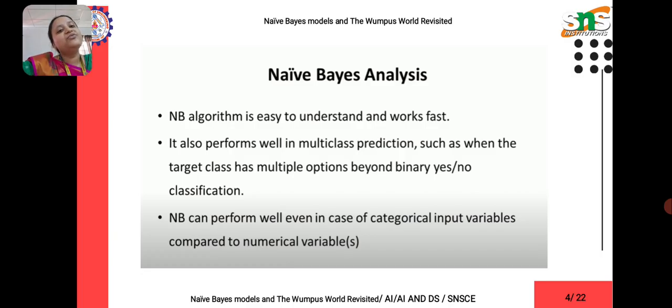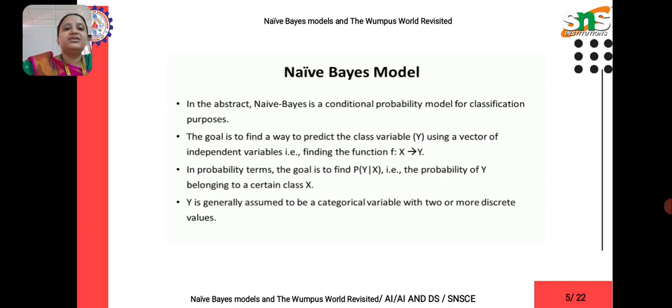Now it also performs well in multi-class predictions, such as when the target class has multiple options beyond binary yes or no classifications. Okay. Now Naïve Bayes can perform well even in the case of categorical input variables compared to numerical variables. Okay. Now this Naïve Bayes model, in abstract, is a conditional probability model for classification purposes.